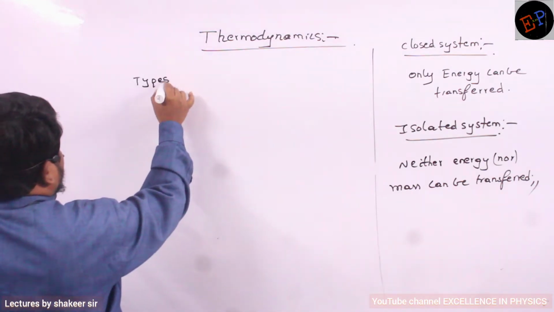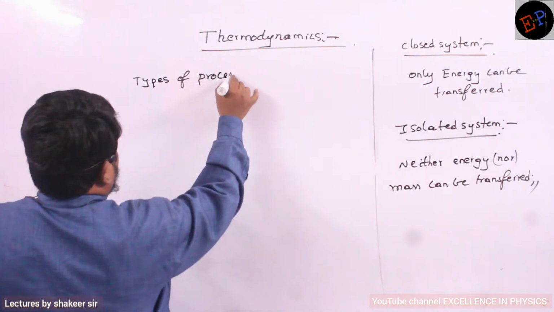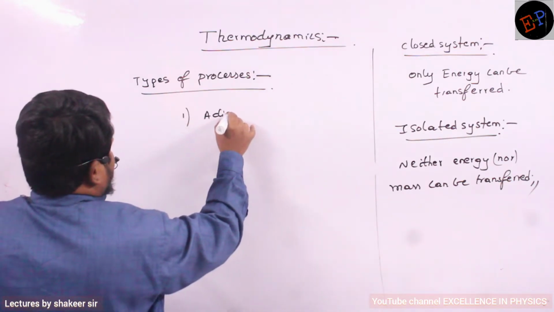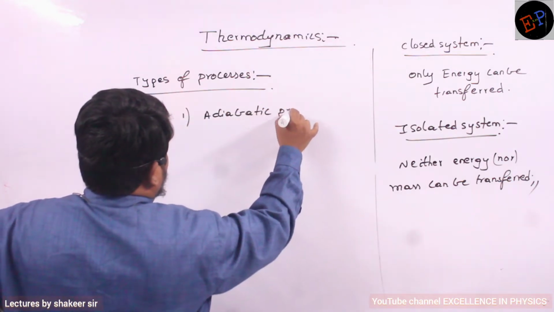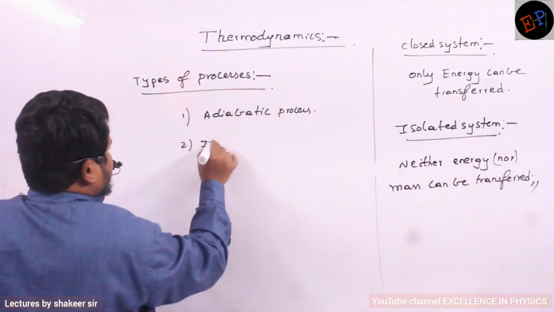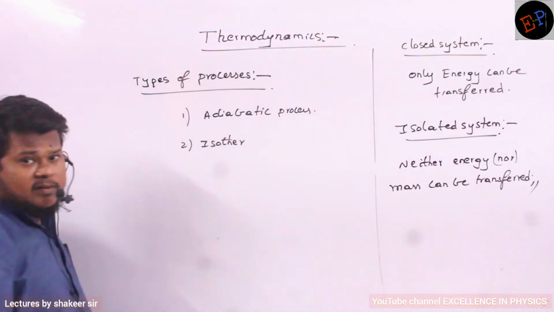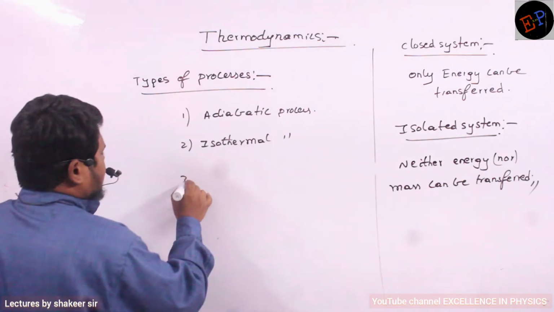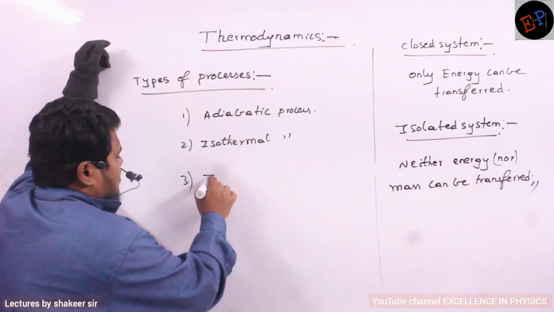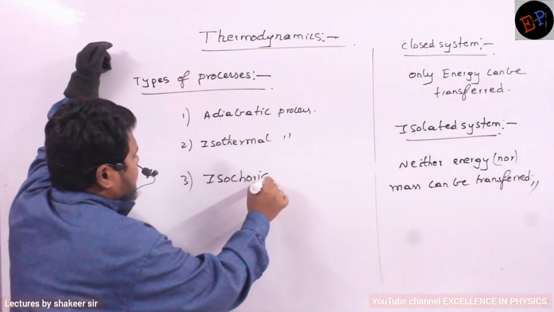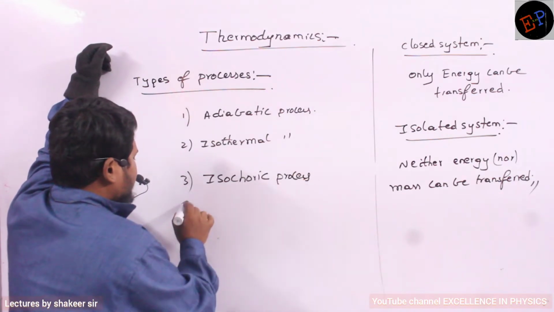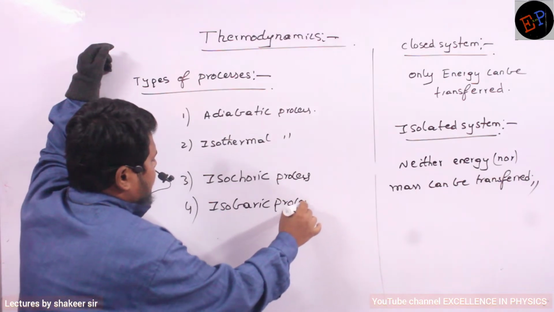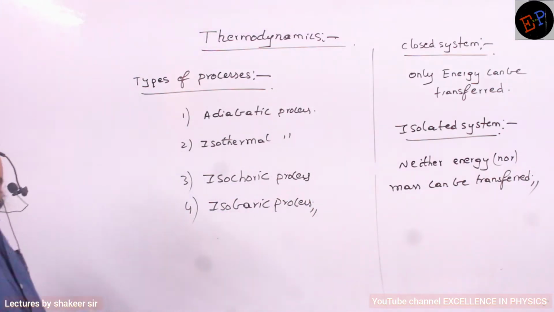Types of processes. How many types of processes are there? First one is the adiabatic process. Second one is the isothermal process. Third one is the isochoric process. And the fourth one is called the isobaric process. So these are the different processes we have in thermodynamics.